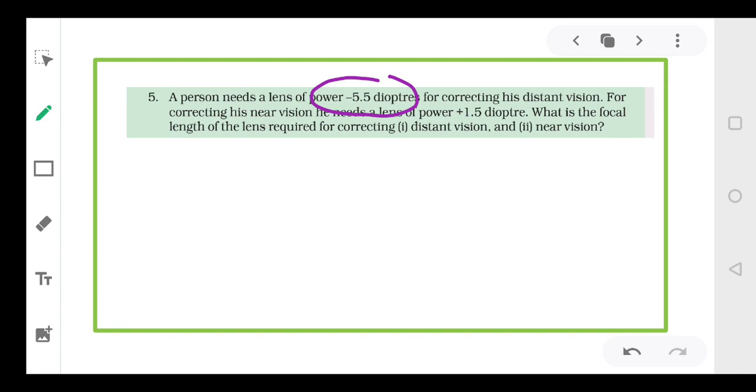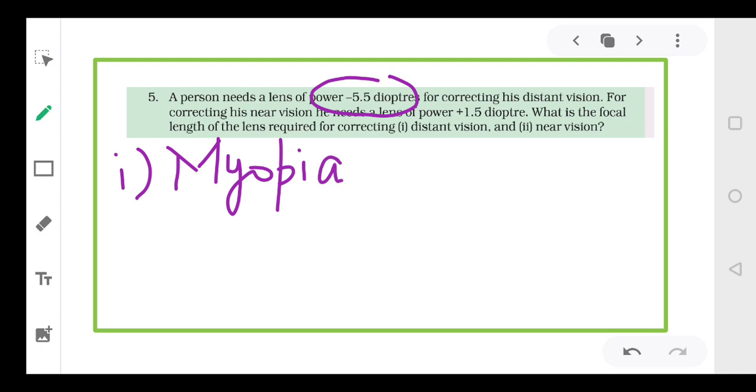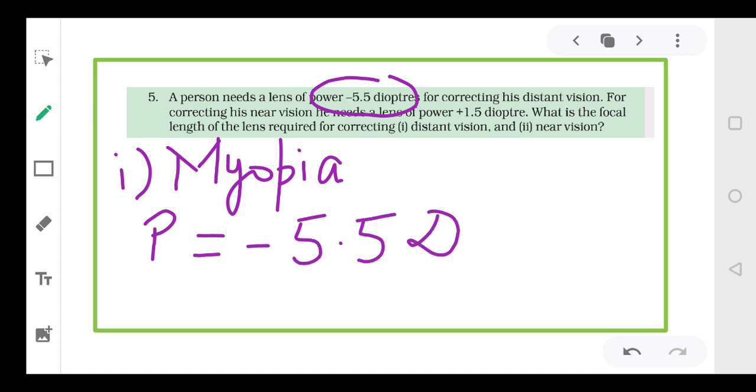So first we'll solve the first part. Now think, he has a problem in seeing far objects. It means we cannot see distant things clearly. So which defect does the person have? Myopia. Very good. So in this case, the person has myopia, and the power given is minus 5.5 diopter.